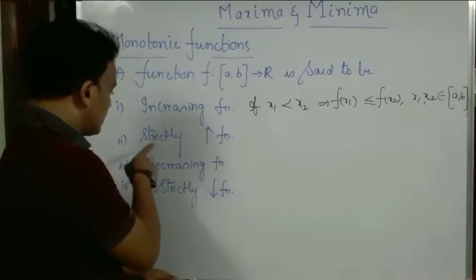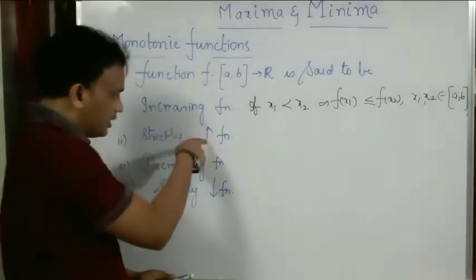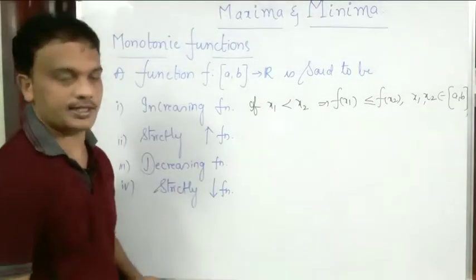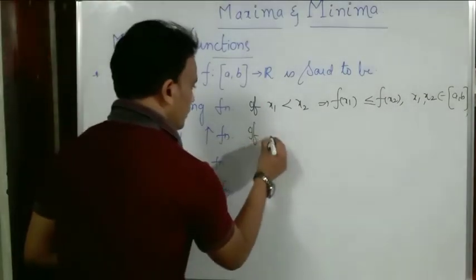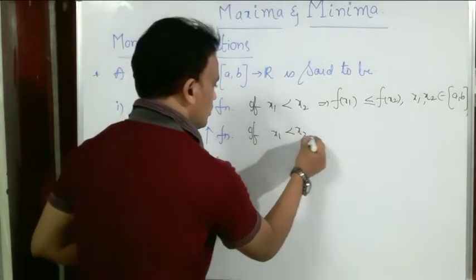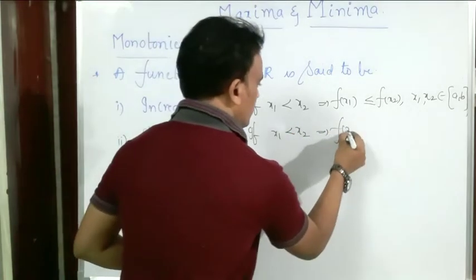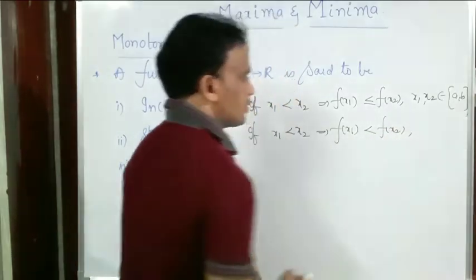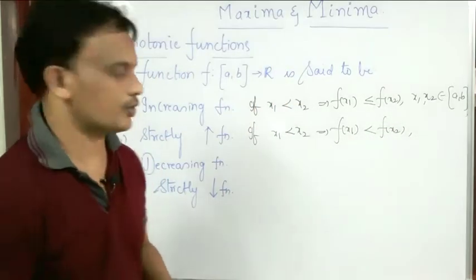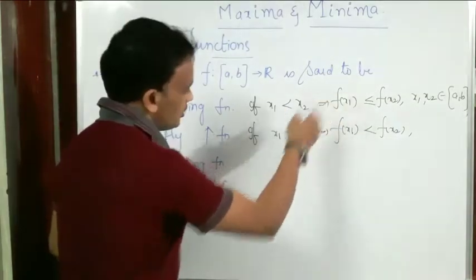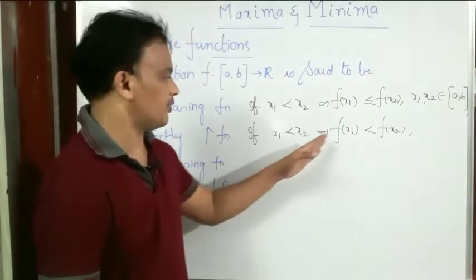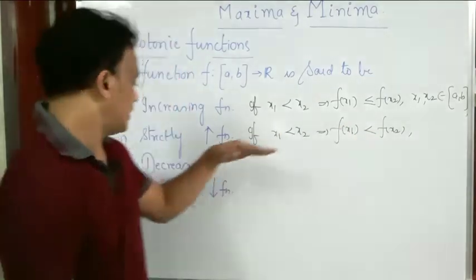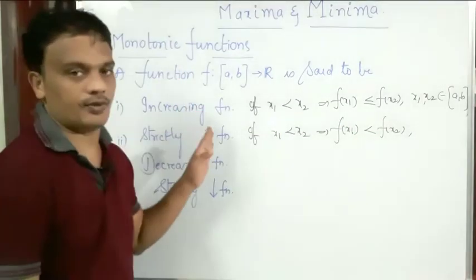What about the strictly increasing function? Increasing function, I have given the upward arrow mark. It is said to be strictly increasing when, if x1 is less than x2, that implies f of x1 is less than f of x2, for all x1, x2 belonging to the given domain. Please observe the difference between these two. Here x1 is less than x2 and f of x1 is also less than f of x2. Then I can say the function is strictly increasing.